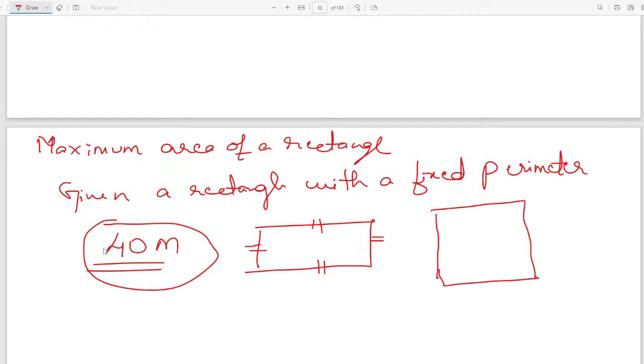If it is a square, all sides would be equal. So if each side is A, 4A would be 40 and A would be 10. So when the area would be maximum, if given that the perimeter is 40, every side is 10. So for a given rectangle with a fixed perimeter, the rectangle with the maximum area is a square.